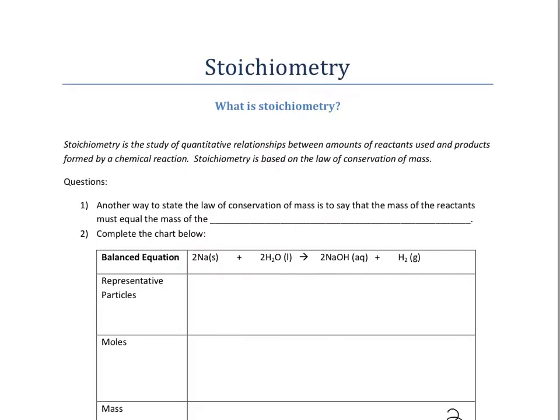So, what is stoichiometry? Well, it is the study of quantitative relationships between amounts of reactants used and products formed by a chemical reaction. So we've got chemical reactions and we have numerical amounts. It's also based on the law of conservation of mass. And what does that say, everyone? Yes, that's correct. That matter can neither be created nor destroyed.